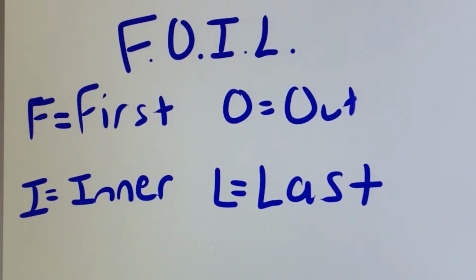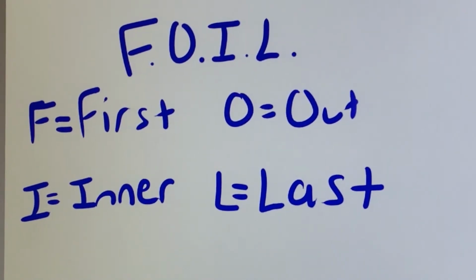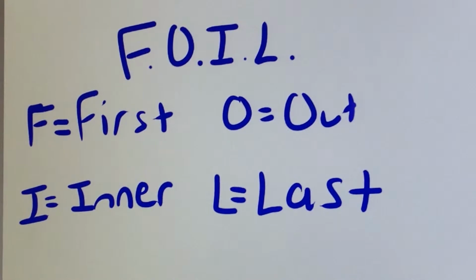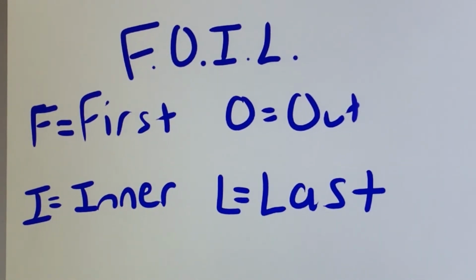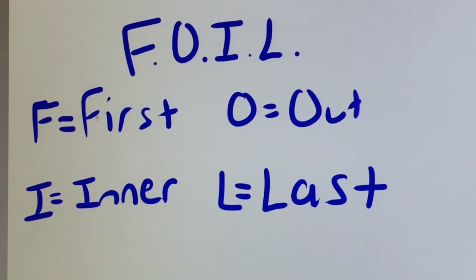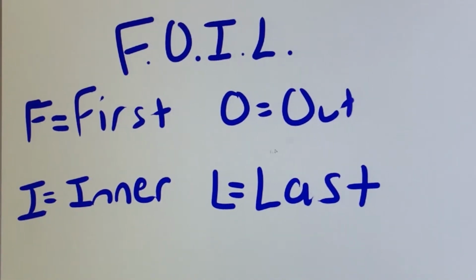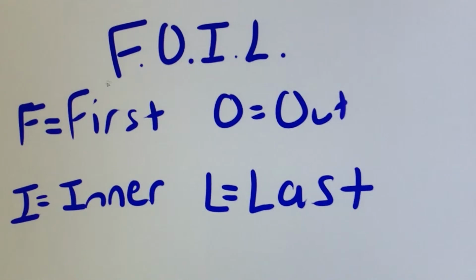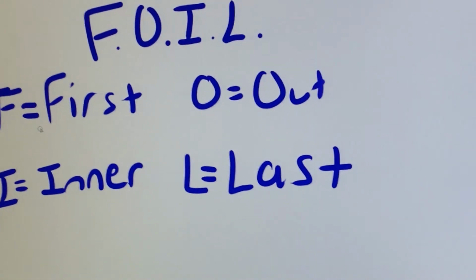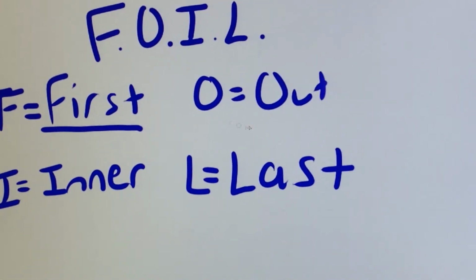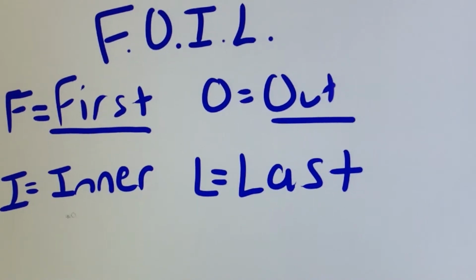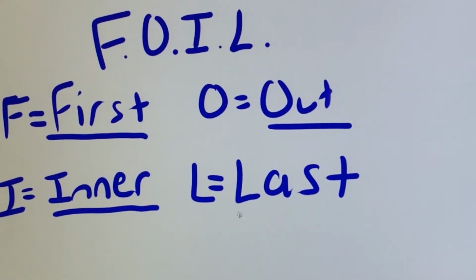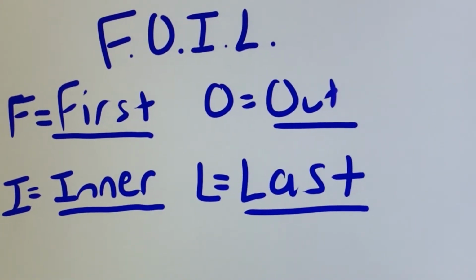Okay. Hello, today we will be talking about FOIL, not the tin foil kind of foil, although it is shiny. This FOIL is a mathematical FOIL. Basically, you FOIL to put two binomial equations together, and the F stands for first, O stands for outer, I stands for inner, and L stands for last.